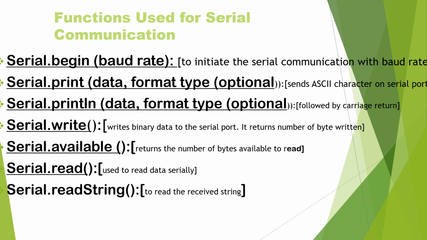Next one, I have Serial.available. As a programmer, we must check the availability of anything, whether something is available on that line or not. If that is available, we should write the proper code. It returns the number of bytes available to read. Next one, I have Serial.read. It is for checking what is accepted on that line. So I will use such a function in the programming to read the data serially.